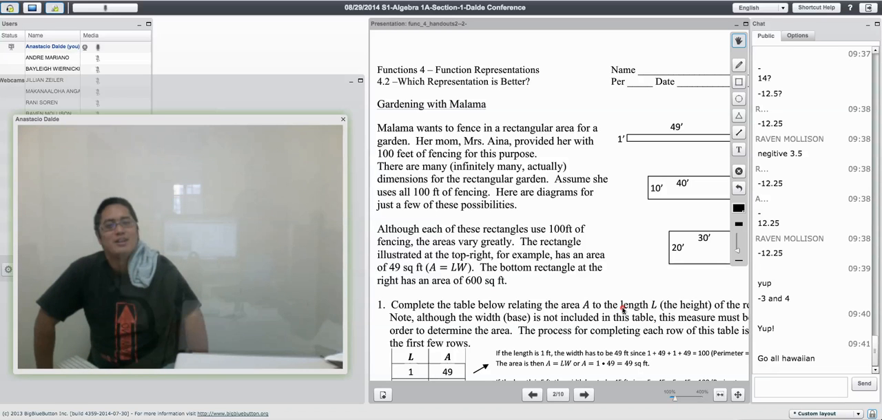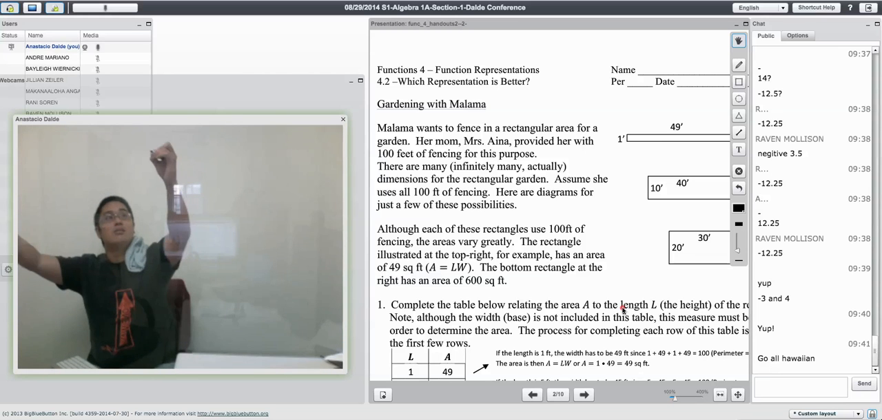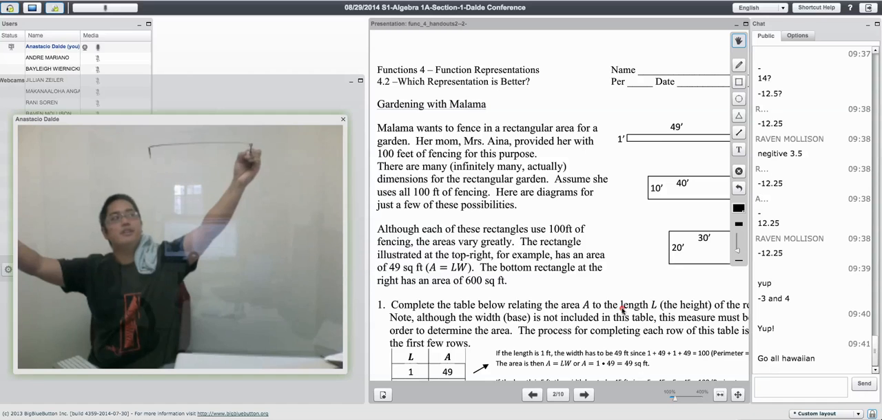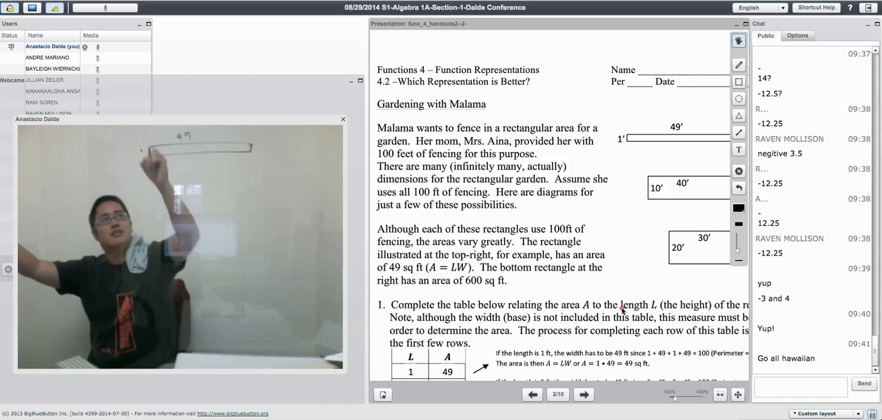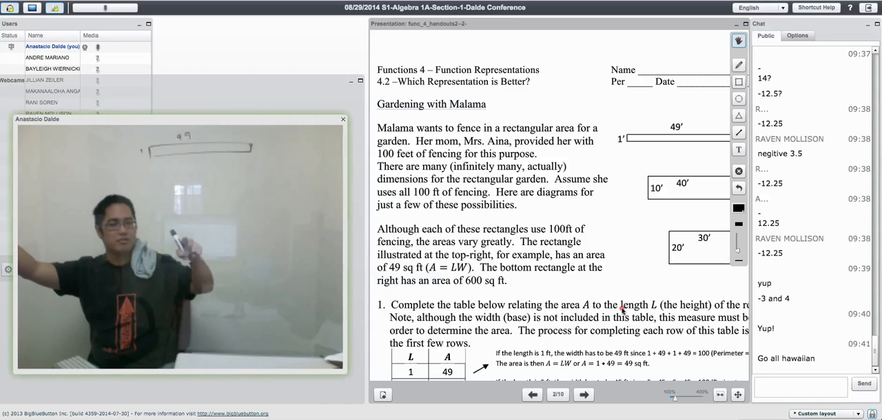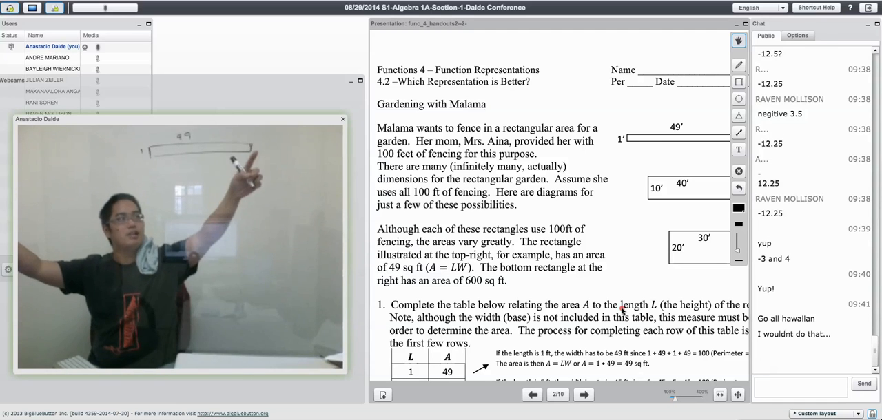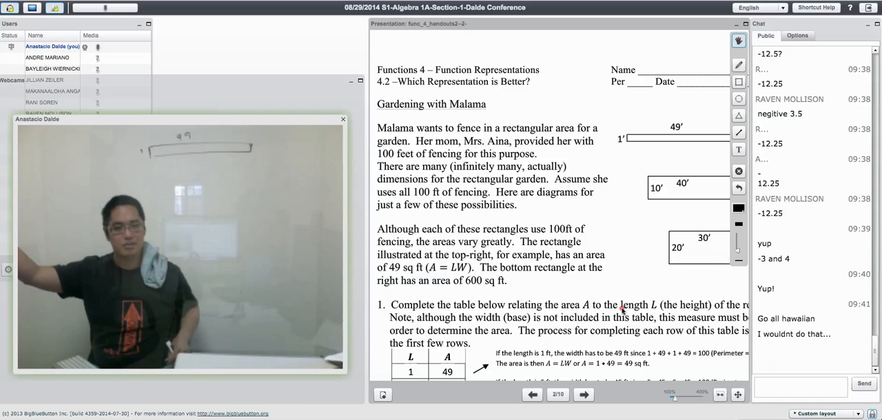Malama Aina, her mom, provided her with 100 feet of fencing for this purpose. There are many, infinitely many actually, dimensions for a rectangular garden using 100 feet of fence. Here's a diagram of the possibilities. She could go 1 foot by 49 feet, because 1 plus 49 is 50, plus 1 is 51, plus another 49 is 100. She could do that. Got it?